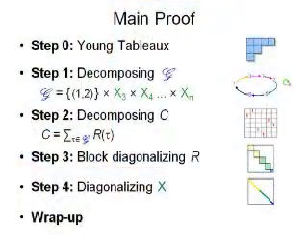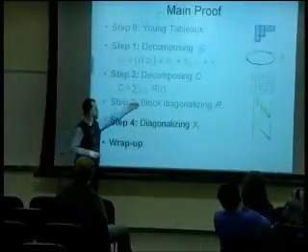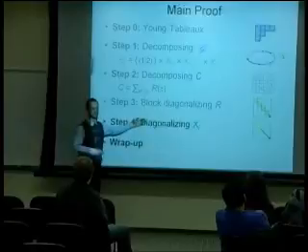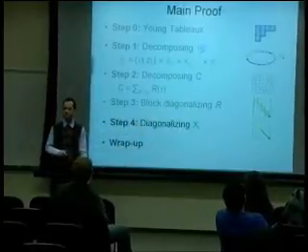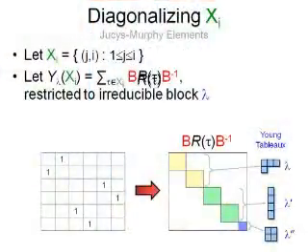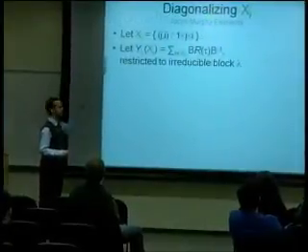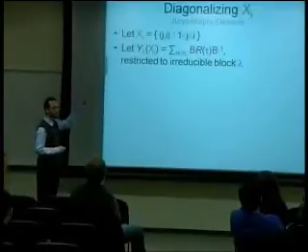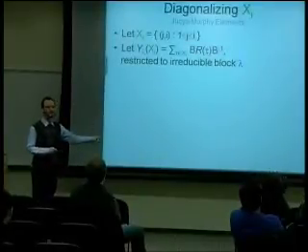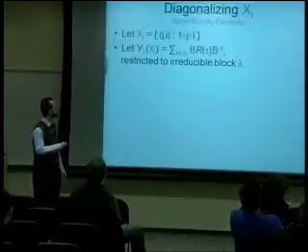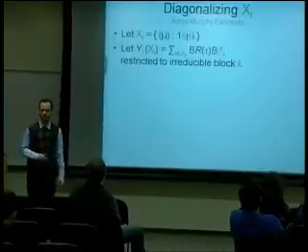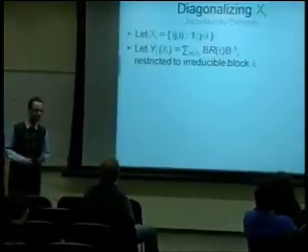So now we only have one step left to go. Here we block diagonalized R. Now we're going to fully diagonalize the xi's. Let's look at that. Recall the definition: the xi's are just these sets of transpositions. And now I'm going to define something that's a mouthful. I'm going to define this matrix y sub lambda of xi. It's got this messy definition, so let me illustrate it with a picture.